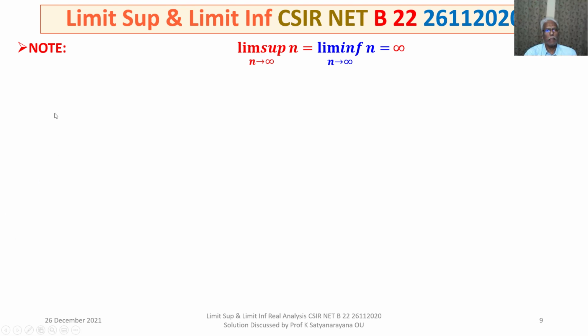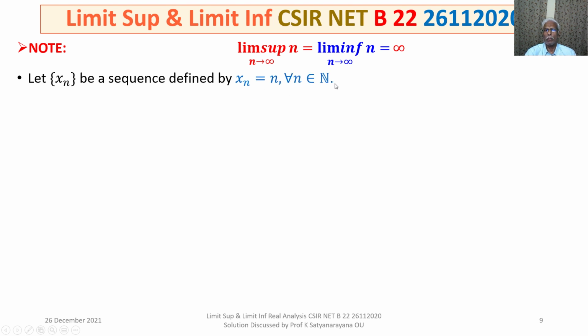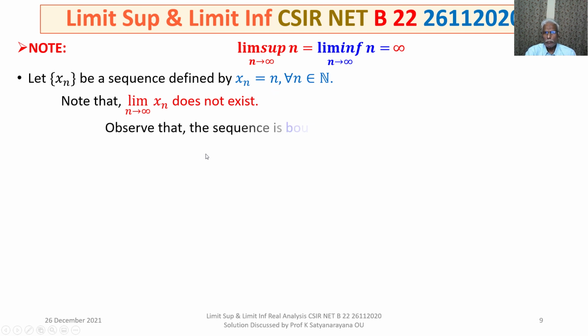Now let us take a note, and this is a very simple exercise. This result is needed for us. Limit superior of n is equal to limit inferior of n is equal to infinity. So you consider a sequence xn, n equal to 1 to infinity, where xn is equal to n for all n belonging to N. Note that this is not a convergent sequence, therefore the limit does not exist. And note that this sequence is bounded below but not bounded above.